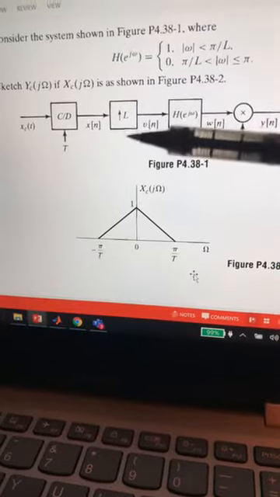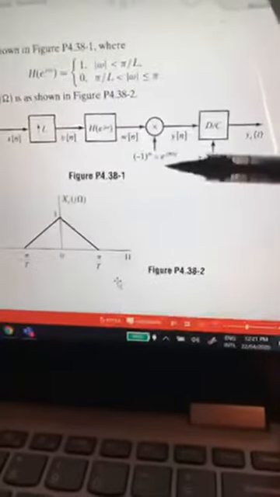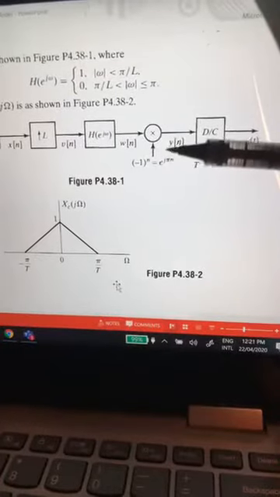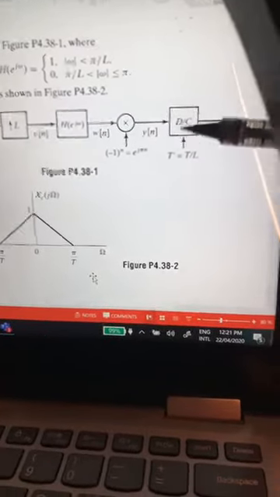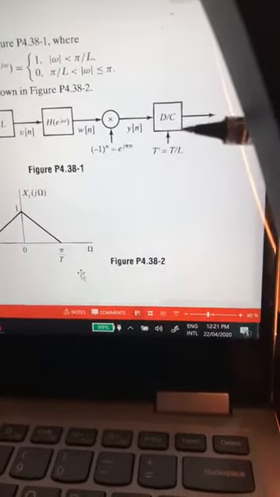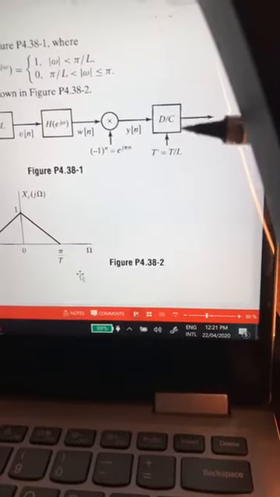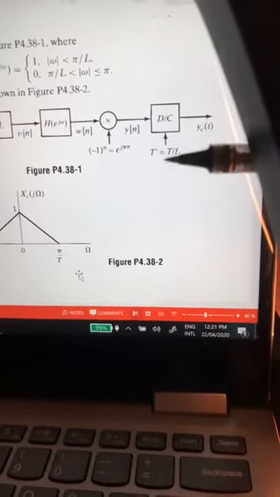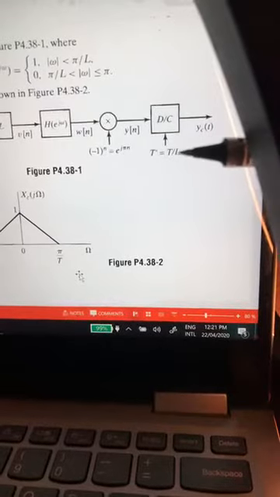Then we want you to insert L zeros. Then we want you to pass it through a pi over L filter. This is the pi over L filter. Then we want you to move its spectrum. Multiplication by an exponential means shifting its spectrum to pi, and then we want you to convert the signal to a continuous signal with a sampling period of T by L.